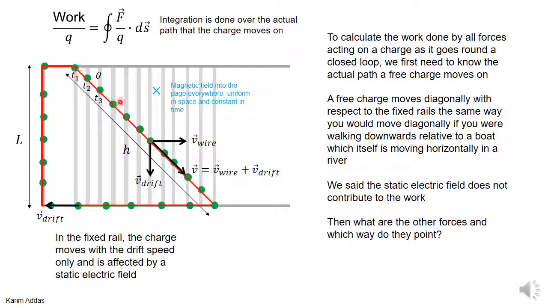So this is the path that the charge moves on when it goes along the rod, and then when it goes onto the fixed part of the circuit, this part is fixed. There's no motion of the rod anymore, so it just moves with the regular drift velocity. And then it goes back here to complete the whole path. So this is the path that we have to integrate over if we want to get the work.